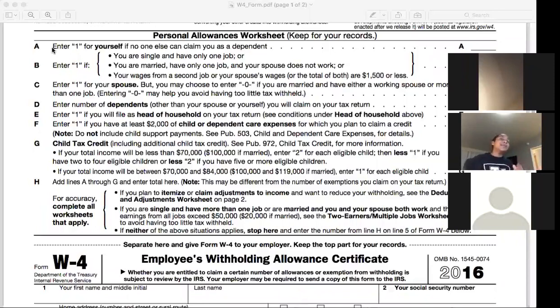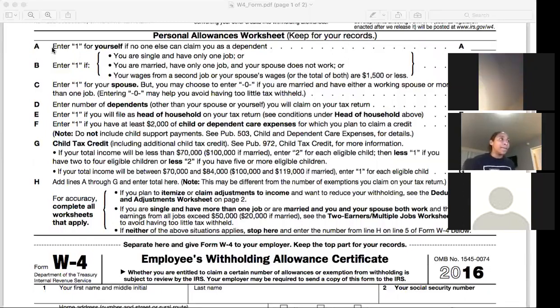Okay? D. Enter the number of dependents other than your spouse or yourself that you can claim on your tax return. So if you've got kids, if you've got someone who lives with you, like your mom, a parent, or someone who you claim as a dependent, enter that number there. So it can be 1, it can be 4, it can be 5, depending on your situation. That's what you want to put on D. So enter your number of dependents.